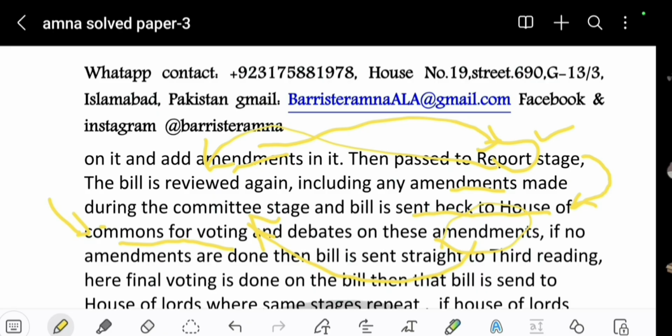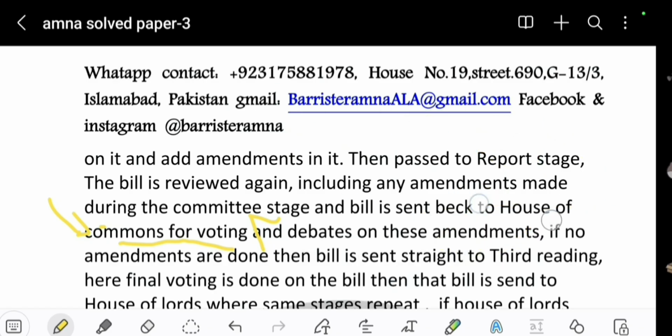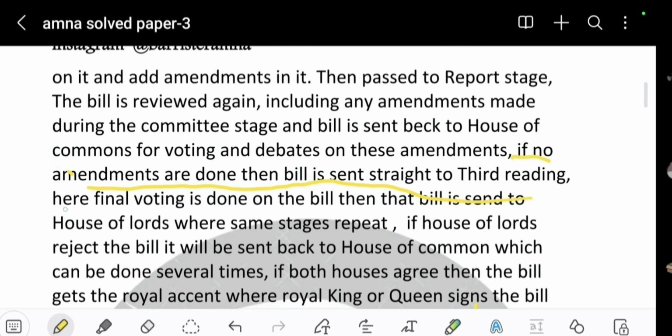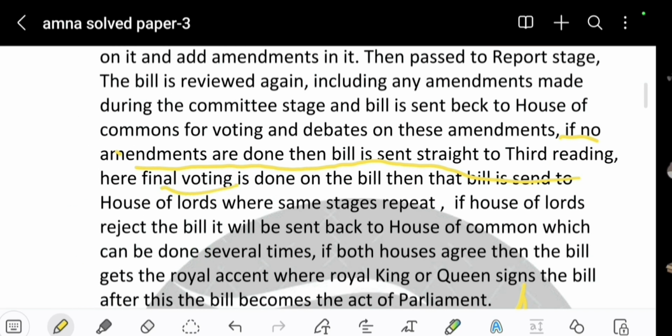So if there are no amendments or no changes, then the bill will not go back to the House of Commons. Instead, it will go straight to the third reading. Third reading is kind of like a final reading where there is a final vote, and the bill is then sent to the House of Lords. So when the bill reaches the third reading, it's clear that it is the final stage, and now the bill is going to be finally voted on.